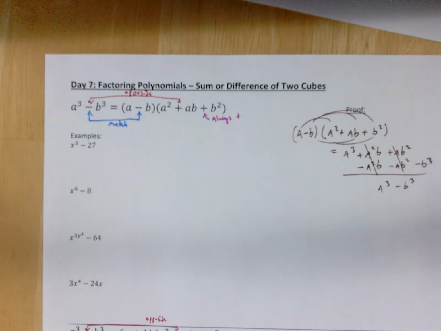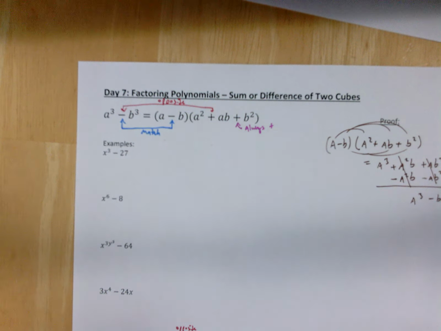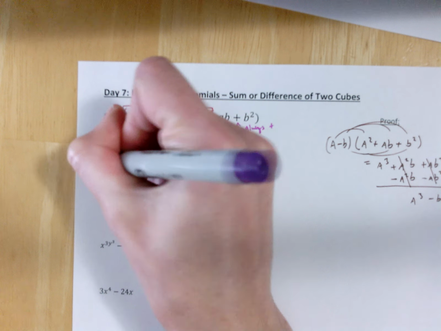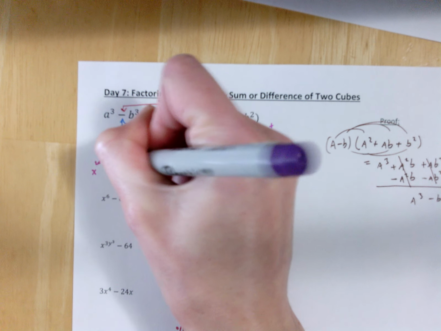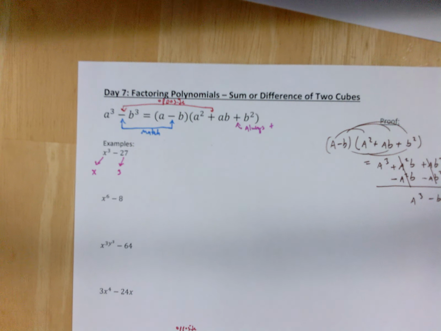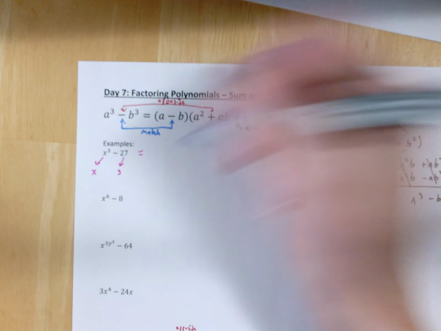Okay, so let's look at a couple of examples. So x cubed minus 27. The first thing you need to do is figure out what is the cube root of both of those things. So x is the cube root of x cubed, and 3 is the cube root of 27. Okay, and then that's what we're going to use to factor this.